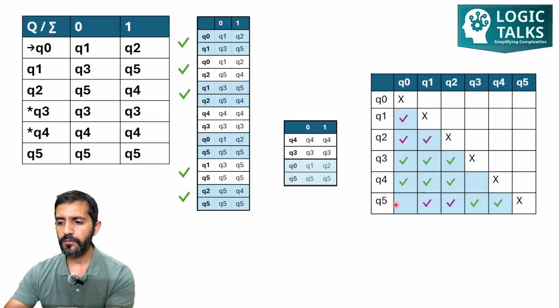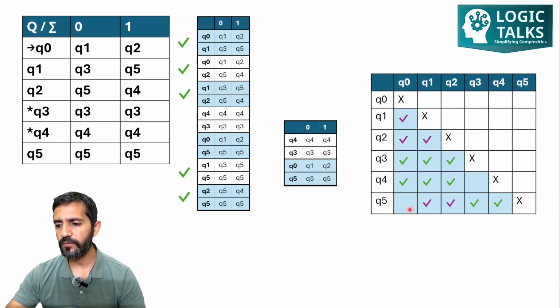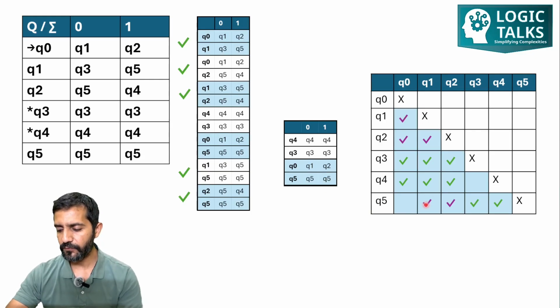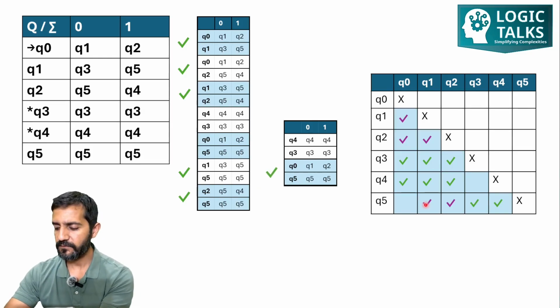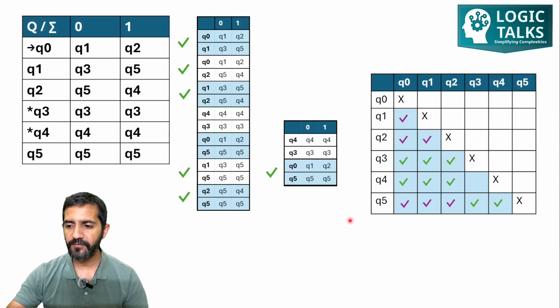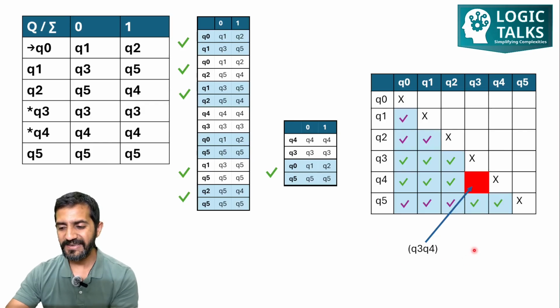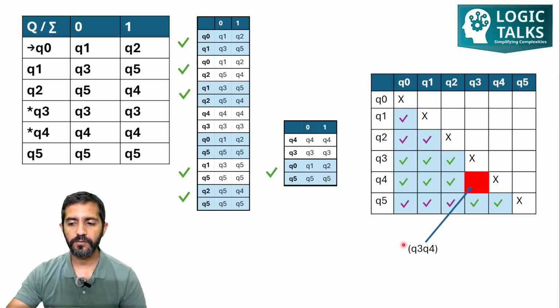Next unmarked cell is Q5, Q0 or Q0, Q5, this one. So again it is giving me Q1, Q5 on 0 input and Q2, Q5 on 1 input. Let me check Q1, Q5. Yes, it is marked. Therefore, I will also mark this state. So this is what we are having, the final matrix. And the main point of concern is the cell which was left unmarked. This is the one that was left unmarked, and it is associated with the states Q3 and Q4. So basically, these two states Q3, Q4 need to be merged into one.